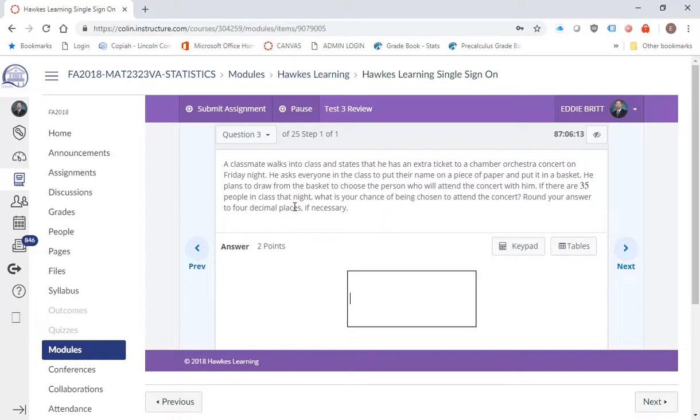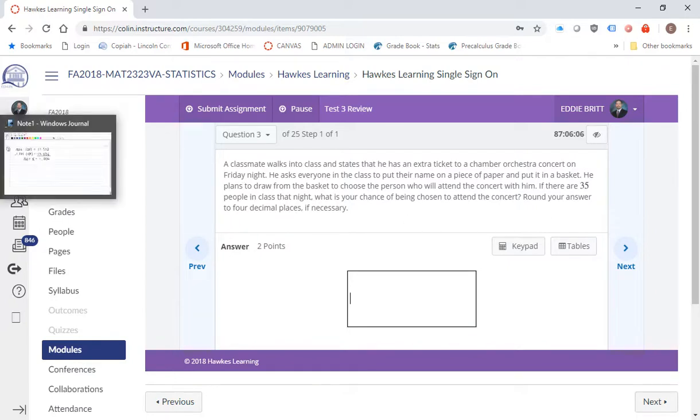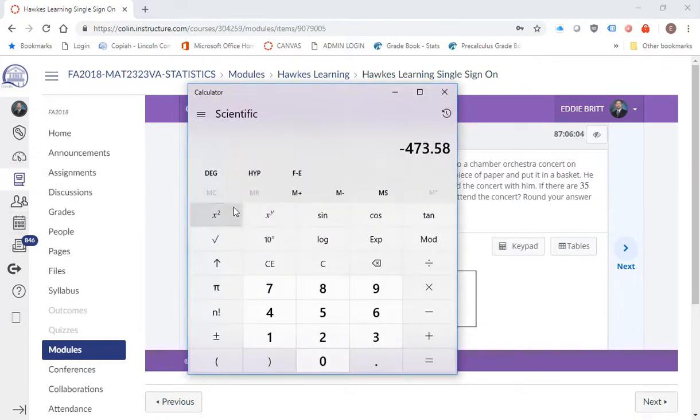It says round to 4 decimal places if necessary. There's only 1 out of the 35 that's going to be able to go. So that's simply going to be 1 divided by 35. All right, I just need to round that, it said, to 4 decimal places. So if I round that to 4 decimal places, that's going to be 0.0286.